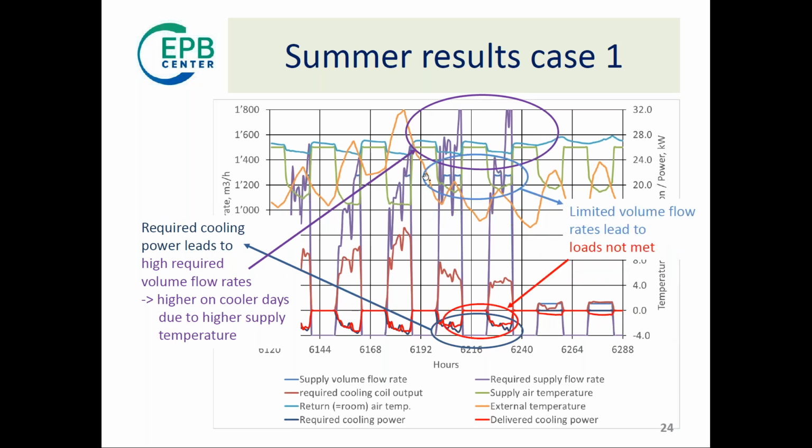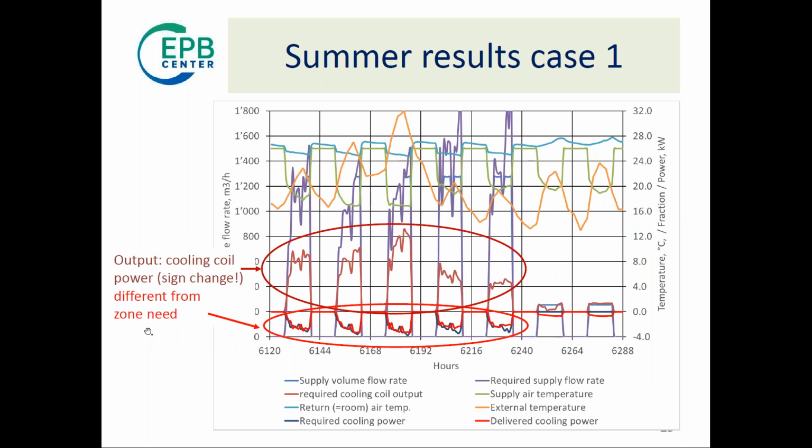Now we don't follow this required volume flow rate. It's limited to what the system can provide, so it's limited here to these 1200 and something. That finally leads to loads from the building that are not met. We are lower than would be required, and that would result in some temperatures that would not be on the set point.